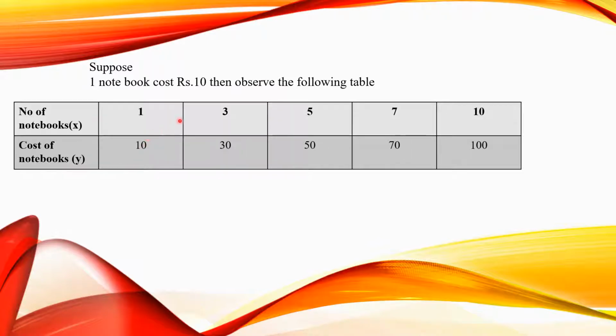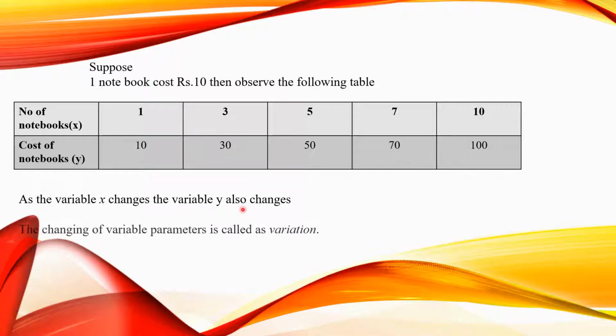Now when the number of notebooks becomes 3, the cost of the notebooks also becomes 30. When the number of notebooks is increased to 5, the cost also increases to 50. That means as the number of notebooks is increasing, the cost of notebooks is also increasing. That means as the variable x changes, the variable y also changes. This changing of variable parameters is called variation.